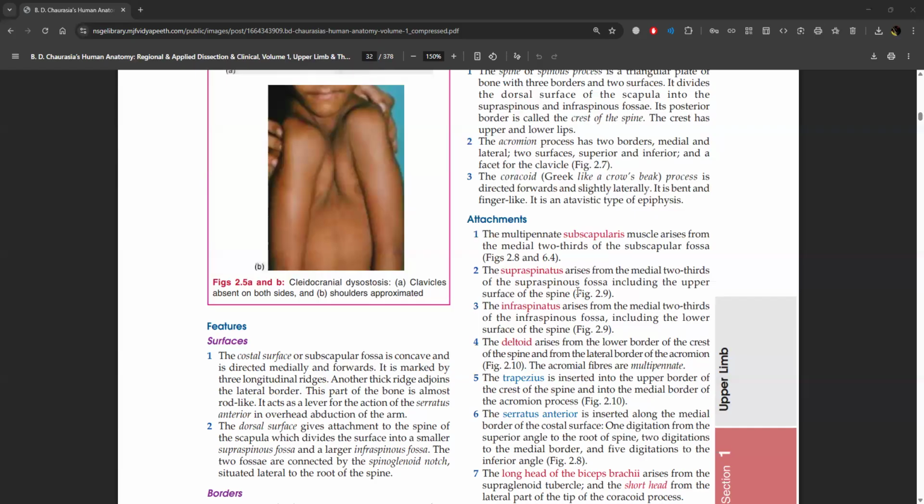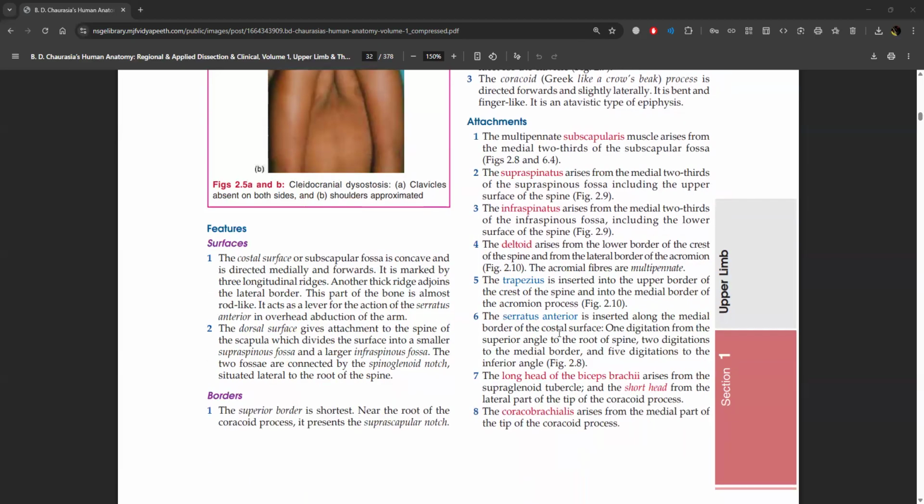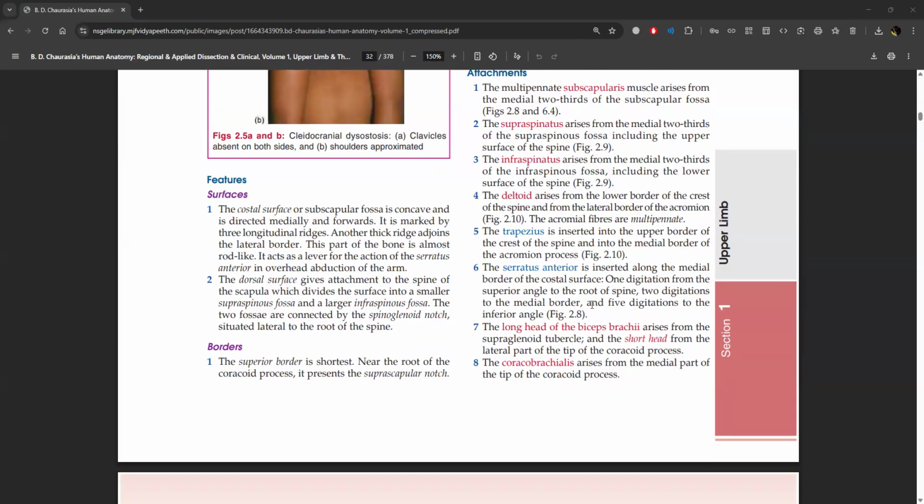Attachments. Number one, the multipennate subscapularis muscle arises from the medial two-thirds of the subscapular fossa. Number two, the supraspinatus arises from the medial two-thirds of the supraspinous fossa, including the upper surface of the spine. Number three, the infraspinatus arises from the medial two-thirds of the infraspinous fossa, including the lower surface of the spine. Number four, the deltoid arises from the lower border of the crest of the spine and from the lateral border of the acromion. The acromial fibers are multipennate.